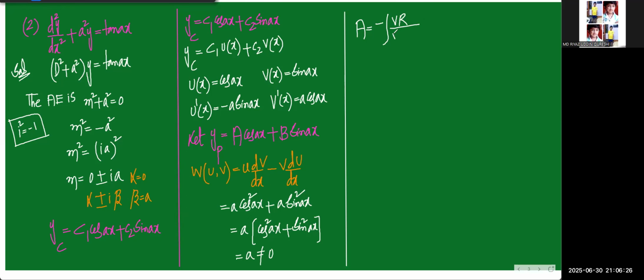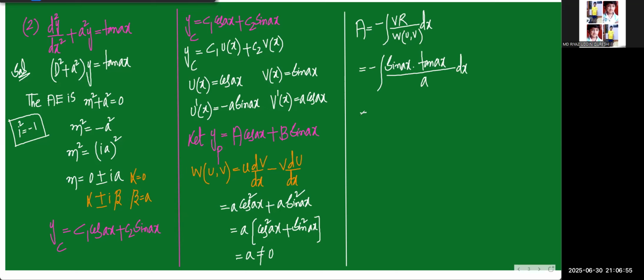V R by the Wronskian of u comma v dx. This is minus, outside V value. V value is sin ax. R value is tan ax, divided by A into dx.